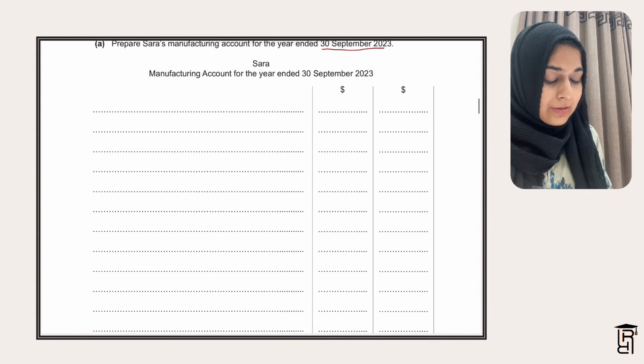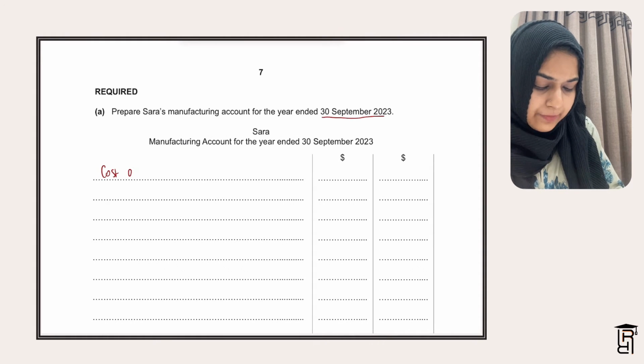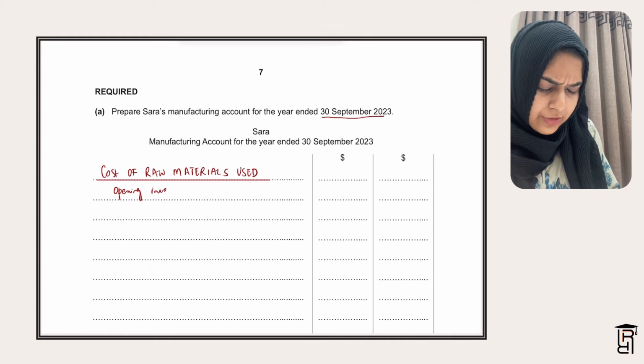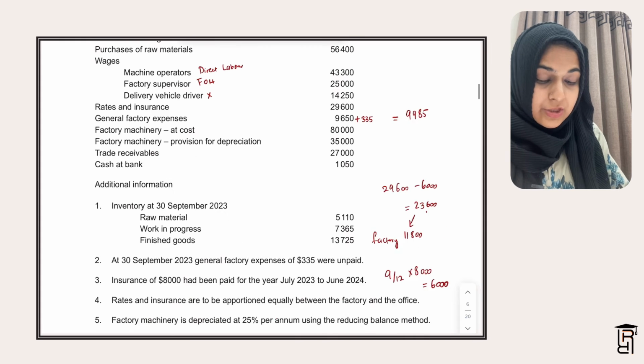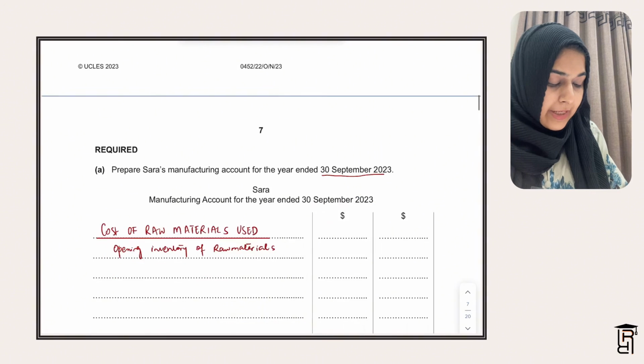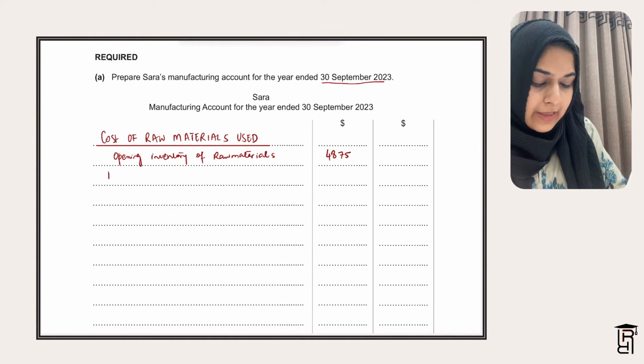So we'll just simply start this. So I write here cost of raw materials used. So I start with opening inventory of raw materials. Opening inventory of the raw materials in this question is 4875. So I record this 4875. Then I write add purchases of raw materials.